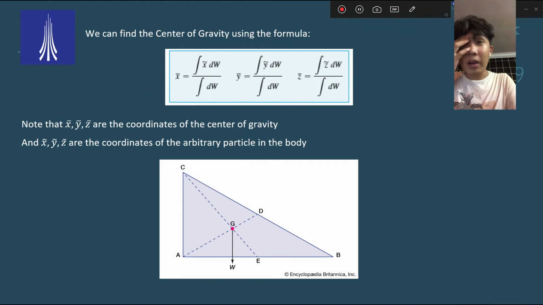So we can find the center of gravity using the formula x bar is equal to the integral like that, but what we have to take a look at here is dW, the differential of the weight. Note that x bar, y bar, and z bar are the coordinates of the center of gravity, and x tilde, y tilde, and z tilde are the coordinates of the arbitrary particle in the body.